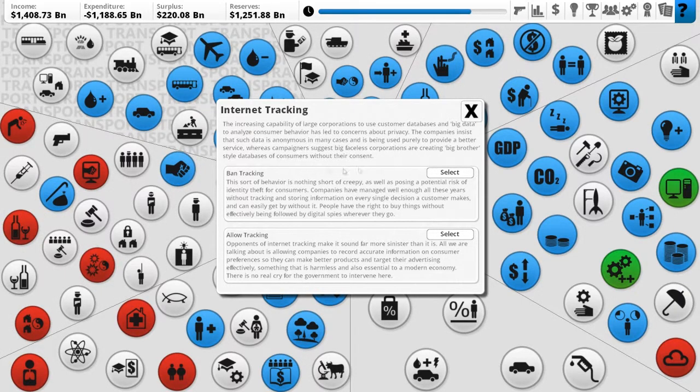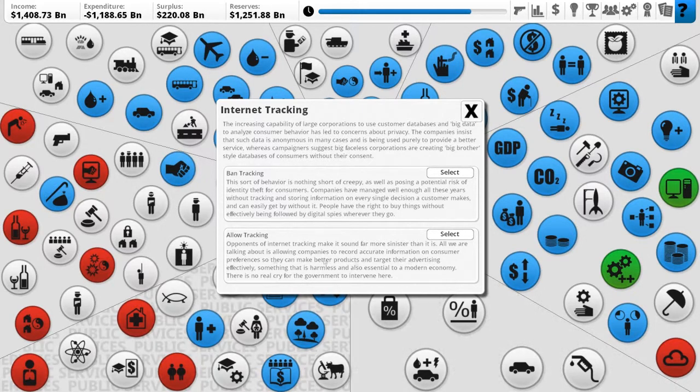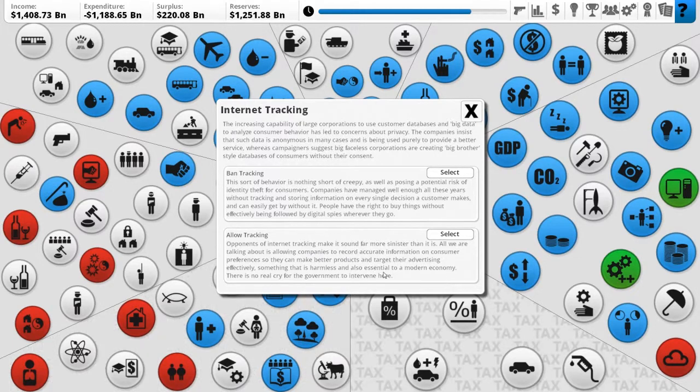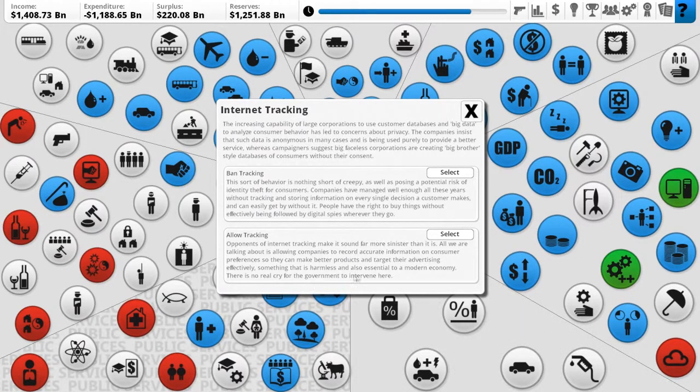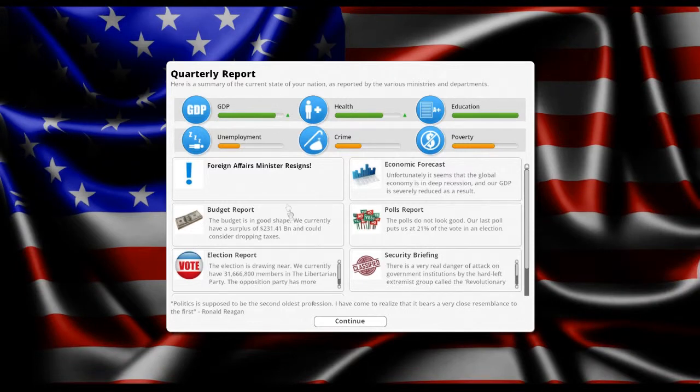Internet tracking. Okay, basically large corporations tracking what you do. So it's like big data, and I'm gonna allow it because it's not really as sinister as people think it is, and all we were talking about is allowing companies to record accurate information on consumer preferences so they can make better products and target their advertising effectively, something that is harmless and also essential to a modern economy. Government shouldn't be intervening. Crap, son! We're not gonna get reelected. There is no way. There's seriously no way.